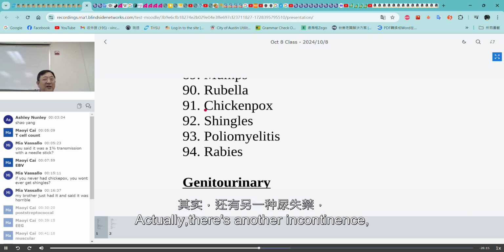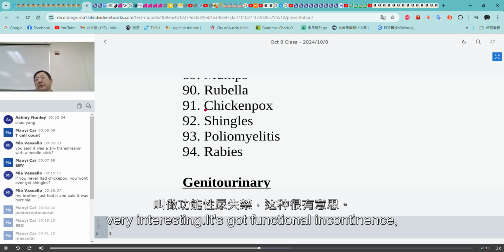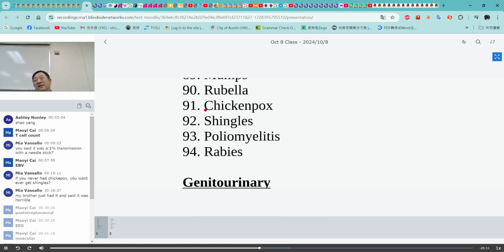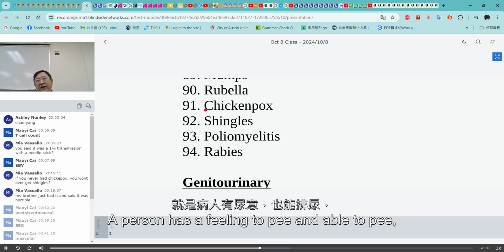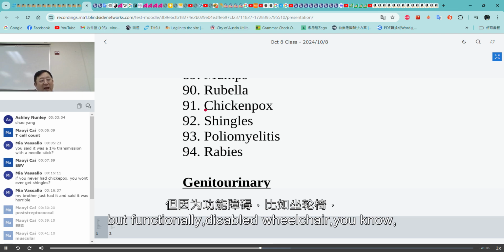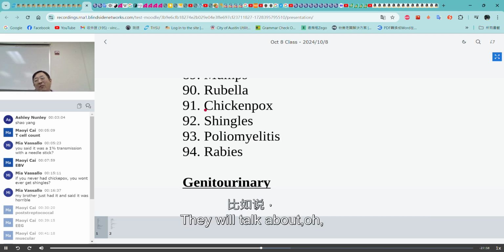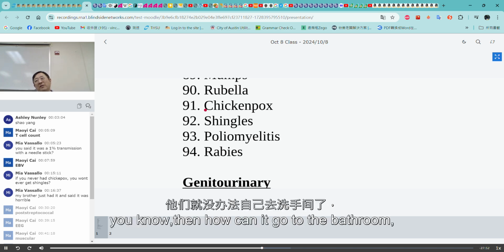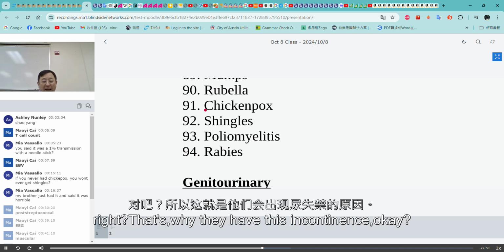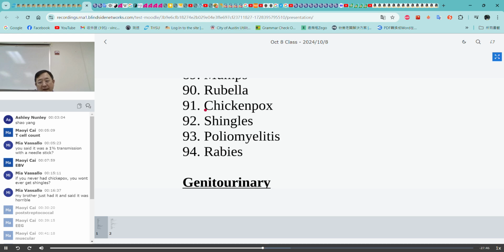Actually, there's another incontinence, very interesting. It's called functional incontinence. What's functional incontinence? A person has a feeling to pee and is able to pee, but is functionally disabled, in a wheelchair, they cannot go to the bathroom on their own without help. Or maybe bedridden, they're on a bed. But if there are no helpers, then how can they go to the bathroom, right? That's why they have this incontinence, okay? So loss of bladder control.